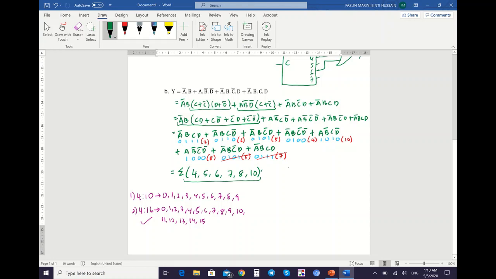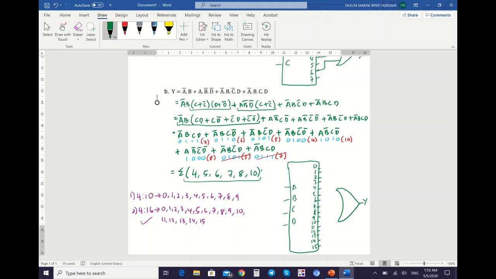So the decoder is 4 to 16. You have 4 inputs, A until D, and then you have 16 outputs, starting from 0 until 15: 4, 5, 6, 7, 8, 9, 10, 11, 12, 13, 14, and 15. So you have 16 outputs. Then you draw the OR gate and of course your output.